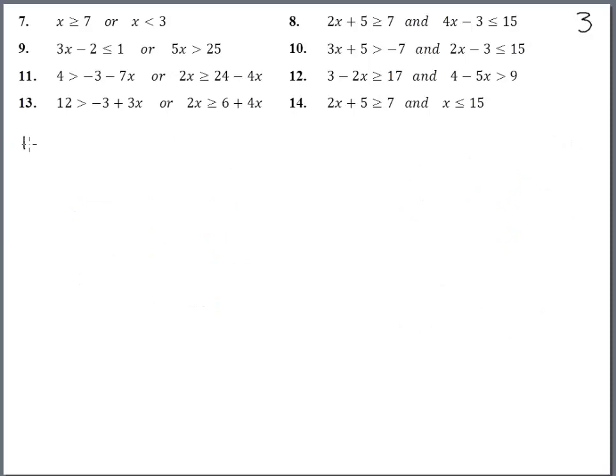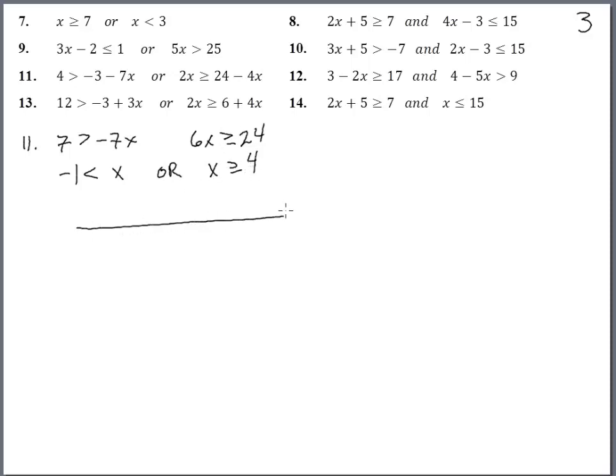Number 11. 4 is greater than negative 3 minus 7x. Add 3 to both sides and we get 7 greater than negative 7x. Divide by negative 7 and we get x bigger than negative 1. Remember to switch the sign if you ever divide by a negative number. Or add 4x to both sides and we get 6x greater than or equal to 24. Divide by 6 and we get x greater than or equal to 4.